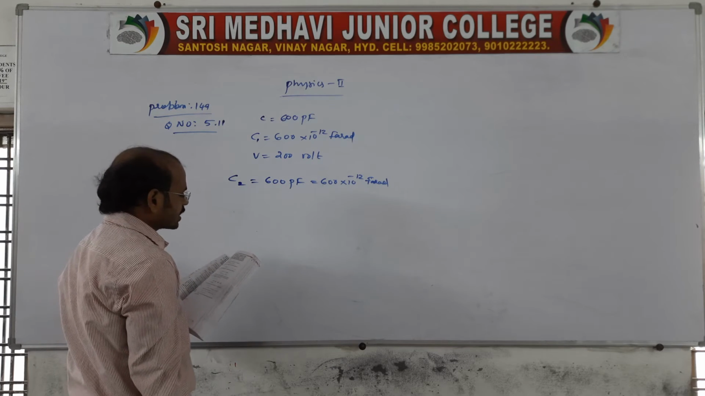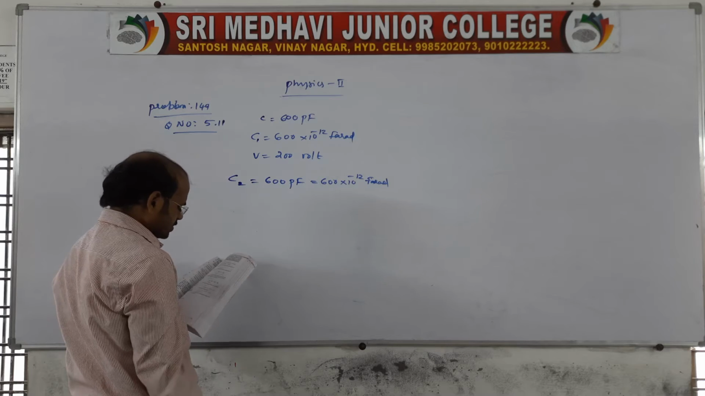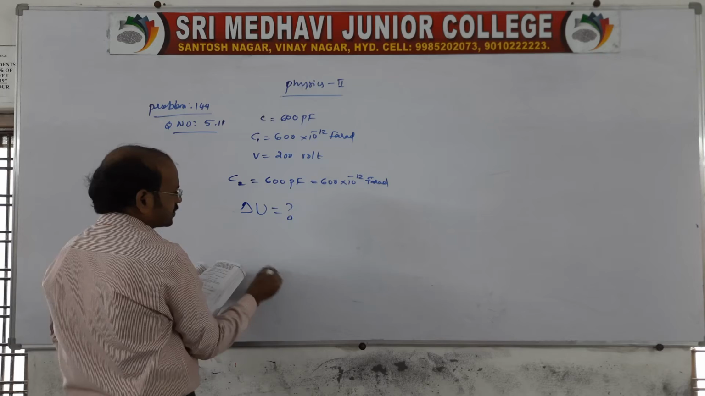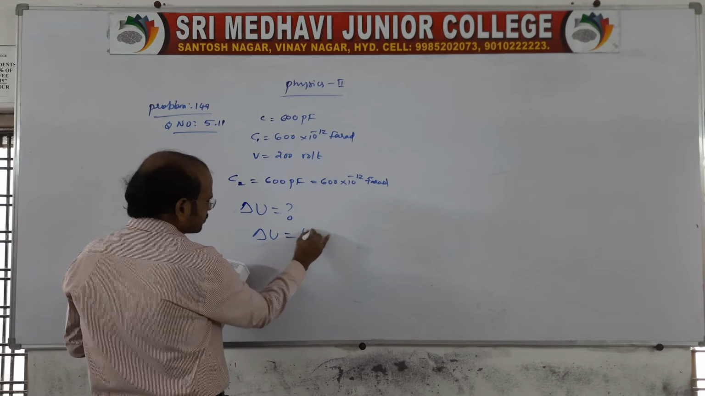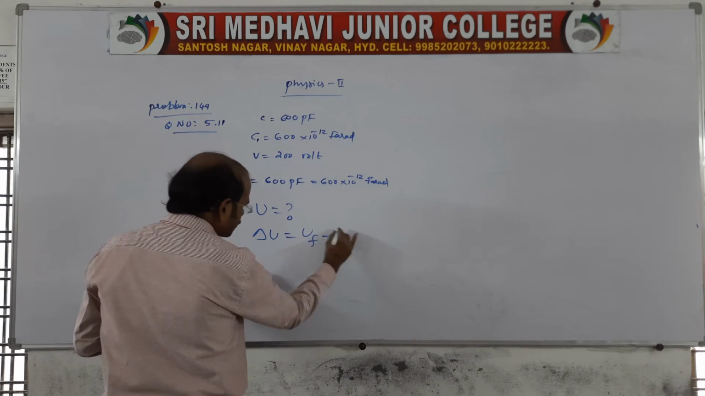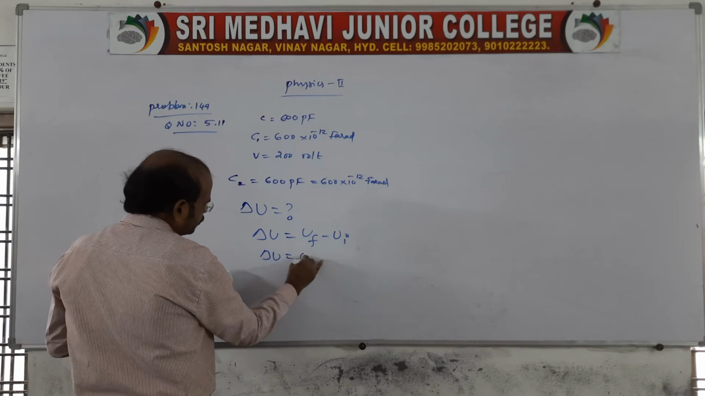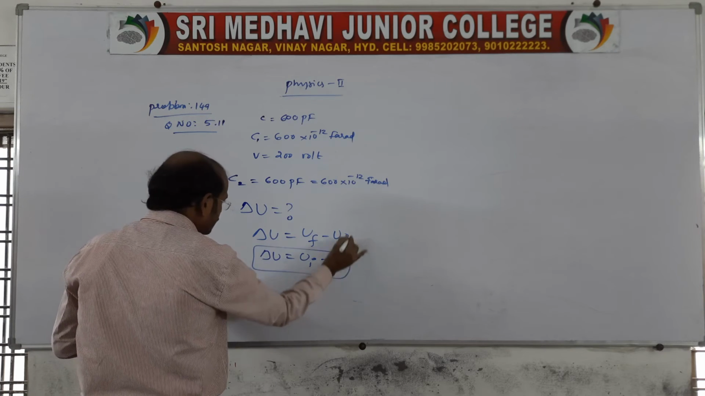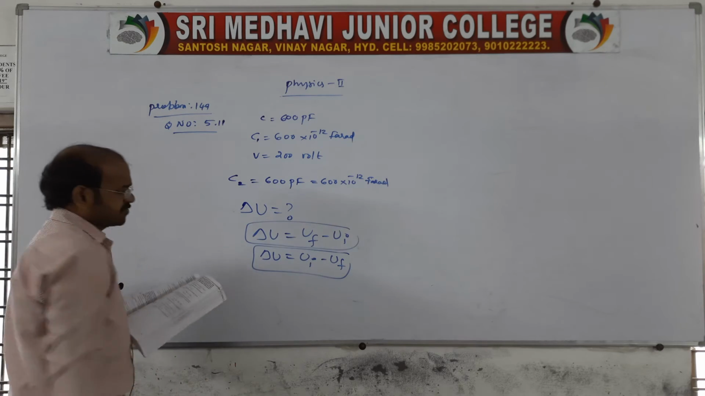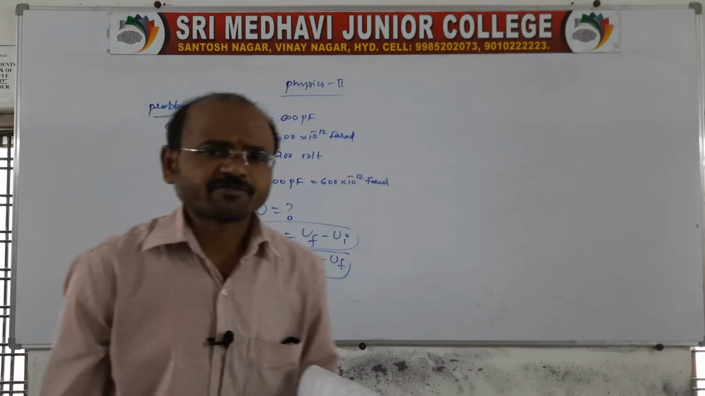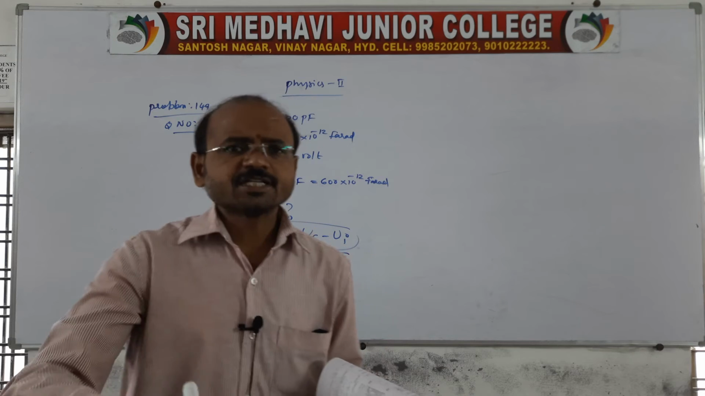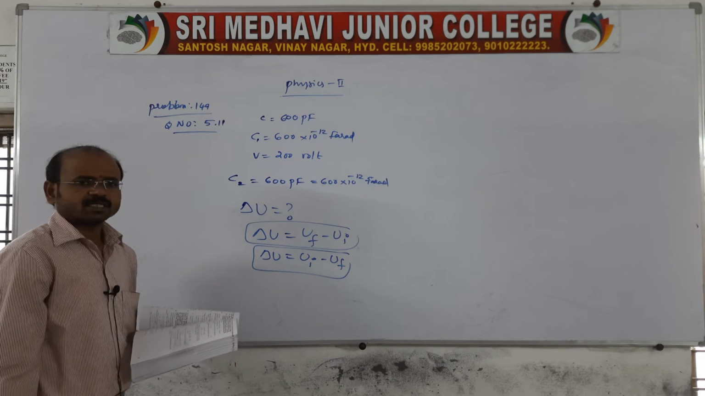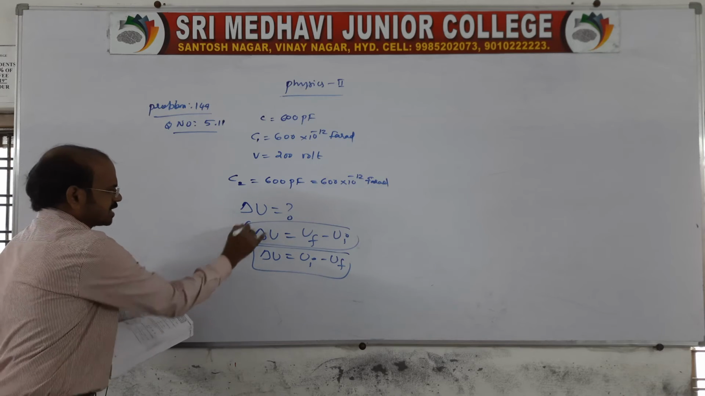How much electric energy is lost in this process? Of course there will be energy loss, no? Then the loss of energy is delta U, equal to final minus initial, or we can say U initial minus U final, your wish. It is based on the answer. If final is more, then you take final minus initial. If initial is more, then you take initial minus final. It depends on the answer. So this is the energy lost.